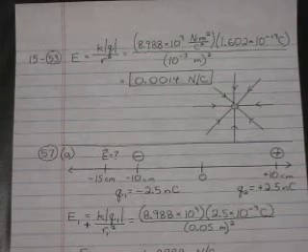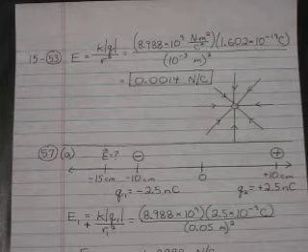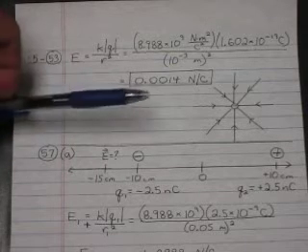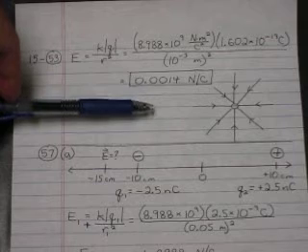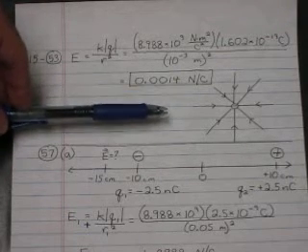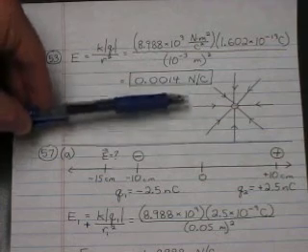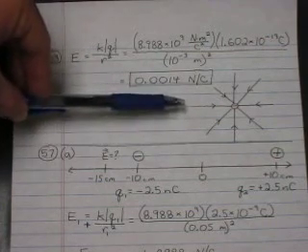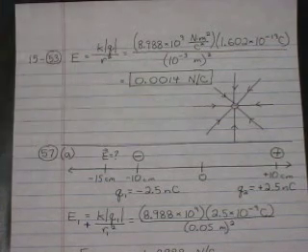The question didn't explicitly ask this, but if we want to know the direction, remember how to draw your field lines. The field lines go in towards a negative charge, and so this shows the direction. No matter where you are around the electron, the electric field is pointing towards that electron.